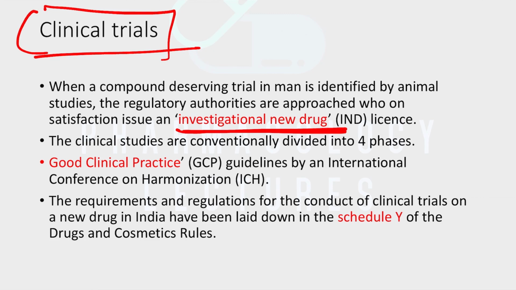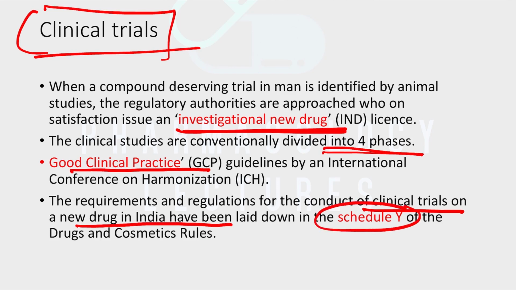So clinical trials are majorly divided into 4 phases, and during those 4 phases, you need to follow the ethical guidelines. Good clinical practice guidelines, which have been developed by the International Conference on Harmonisation, and different countries have also developed their own guidelines for doing clinical trials in those particular countries. In India, for clinical trials, the guidelines for research are laid down in Schedule Y of the Drugs and Cosmetics Rules. In the Drugs and Cosmetics Rules, there are different schedules.